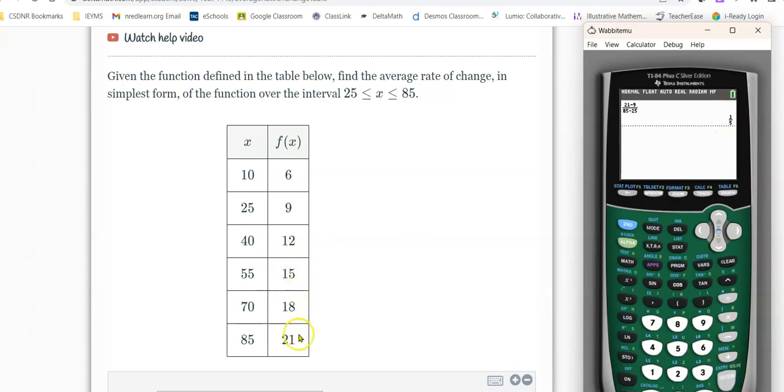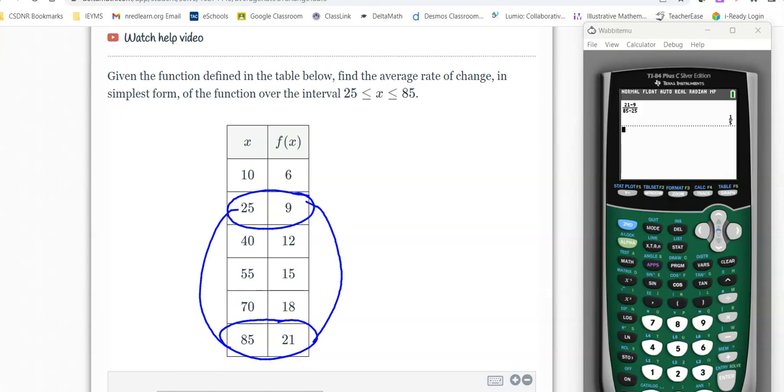Right? Y, this one down here. So these were our 2 points. They said from 25 to 85. And the average rate of change means we're going to skip over all these other values. We're just going to go straight from this point to the next point. It doesn't mean that you add things up and divide things. And that's not what they mean when they say average rate of change. They just mean directly jumping from this value to that value.